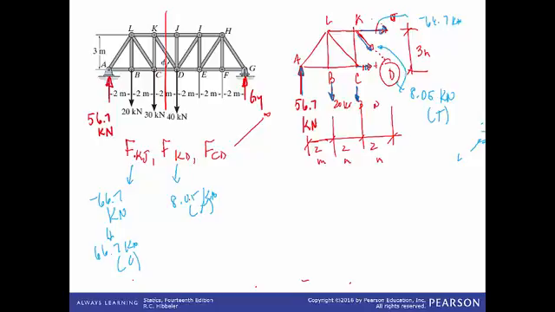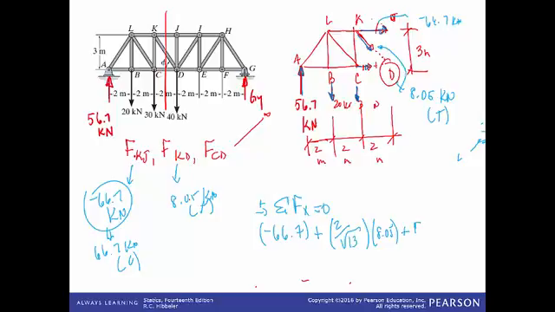So the point is that I can leave it like this. Whenever I do now sum of the forces in X equals 0 to calculate CD, I can say, okay, it's minus 66.7. I'm going to leave it like that, plus 2 over square root of 13 times 8.05 plus F_CD equals 0. So now F_CD equals 62.2 kilonewtons, and it's in tension.